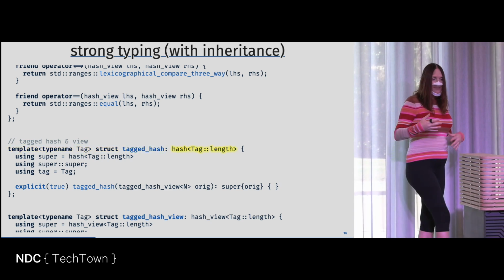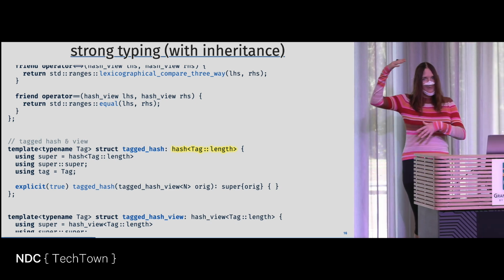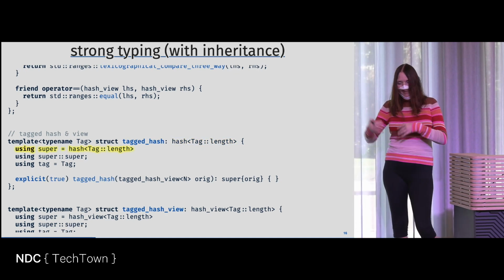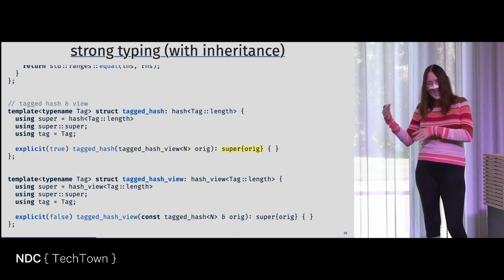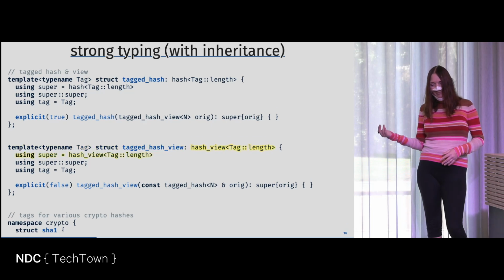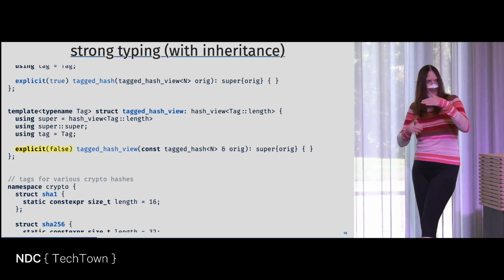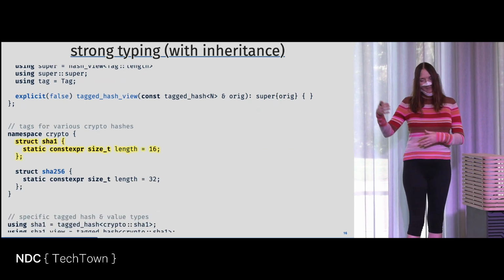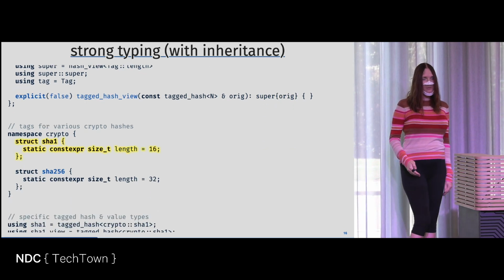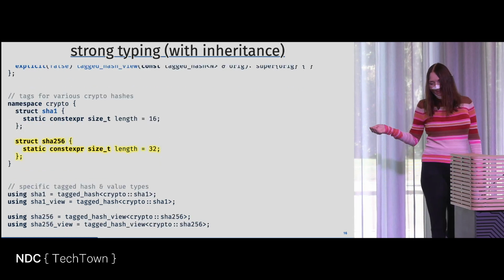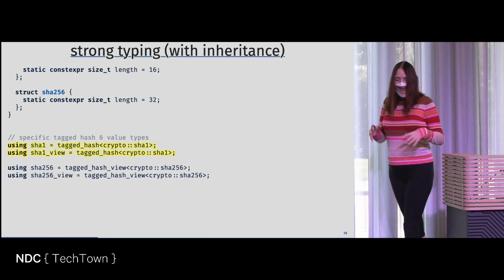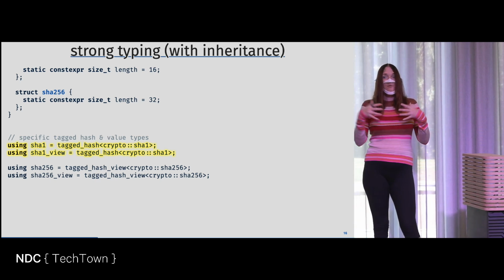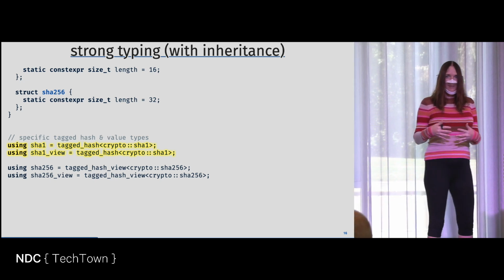And then I can also create a hierarchy of types. I can create a tagged hash, which takes a tag. Do the same, create a new constructor for the tagged view. Tagged hash view is exactly the same, just another layer. And then I can introduce tags for my sh1 function, sh256 function. And now I can create an sh1 view, sh256 view, and they won't mix because they are different types.